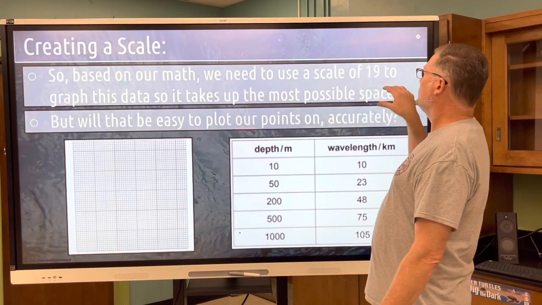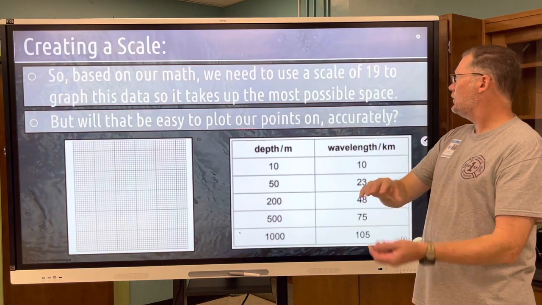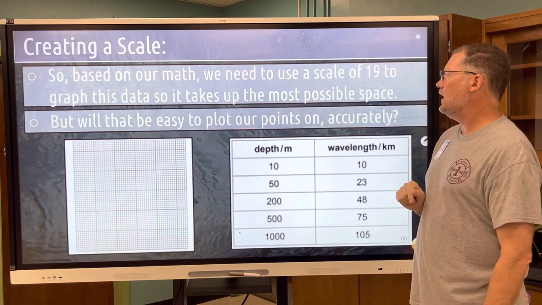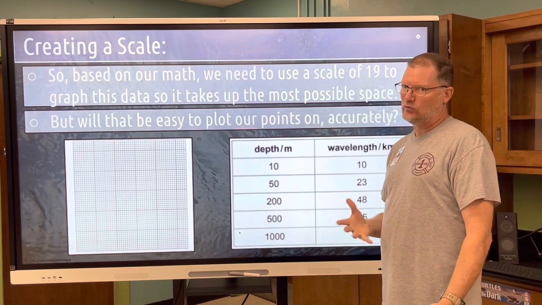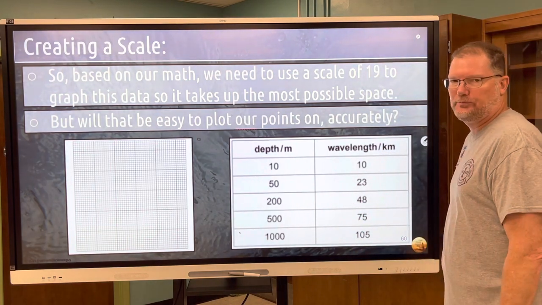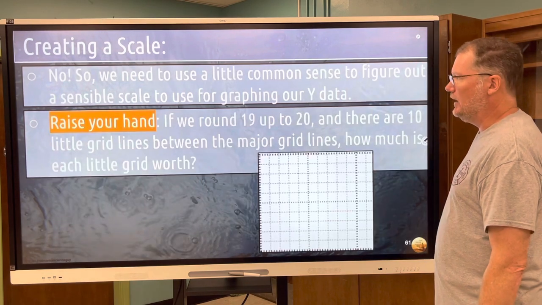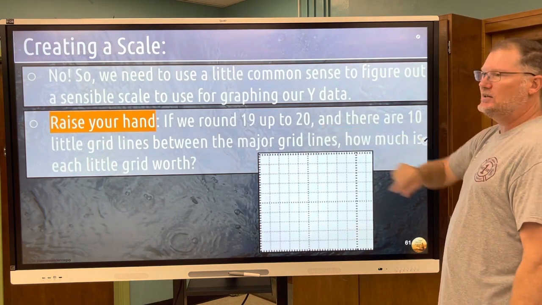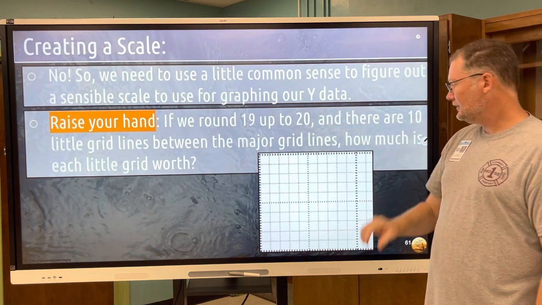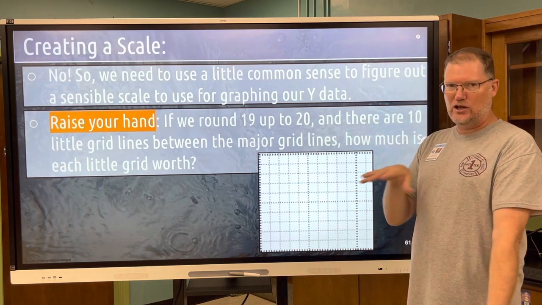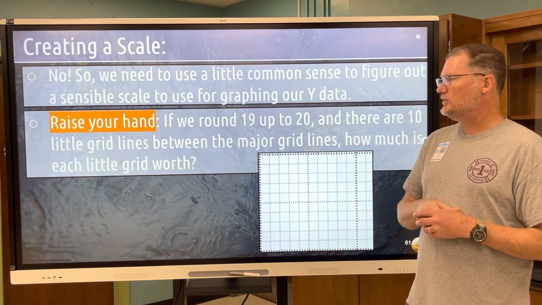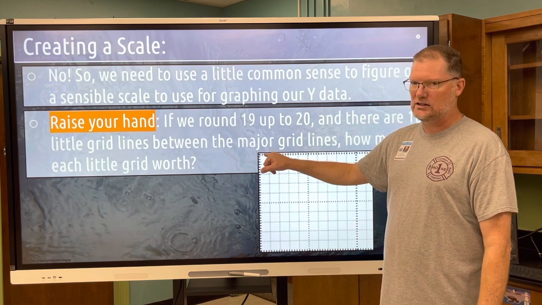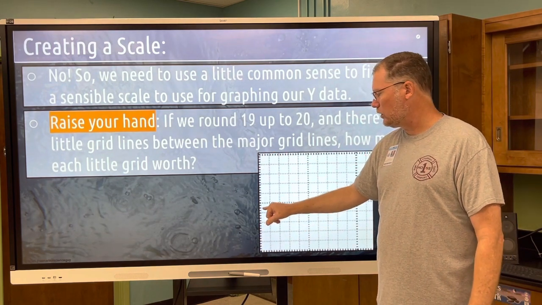So based on our math, we need to use a scale of 19 to graph this data so it takes up the most possible space on our graph. But will that be easy to plot our points on accurately? That's what I just said. Probably not. So what should we do? Round, right, okay? That's the common sense part, okay? So if we round 19 to 20 and there are 10 little grid lines in between the major grid lines, how much is each little grid worth? So if we're gonna go 0 to 20, how much are these tiny grids worth?